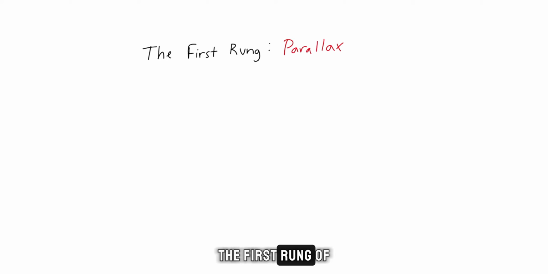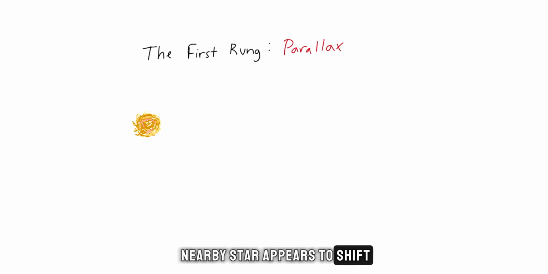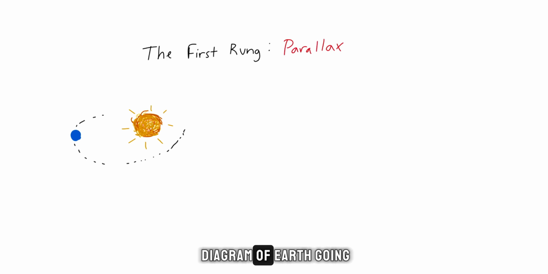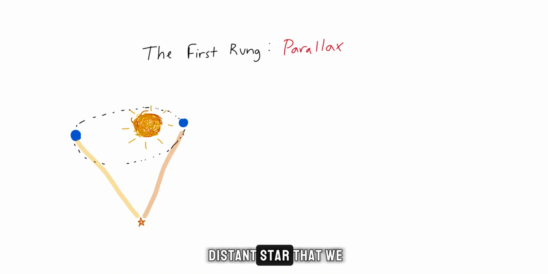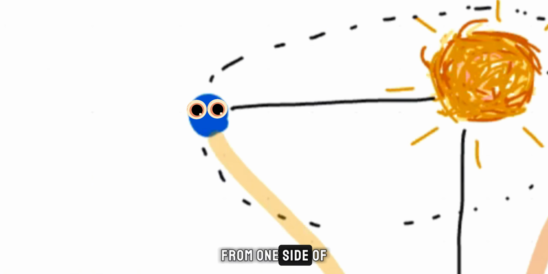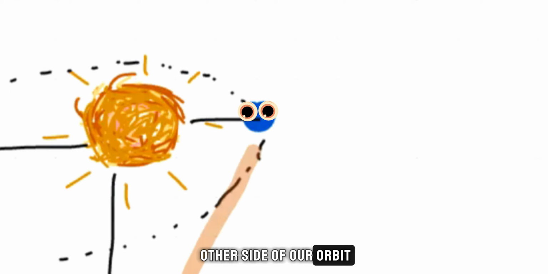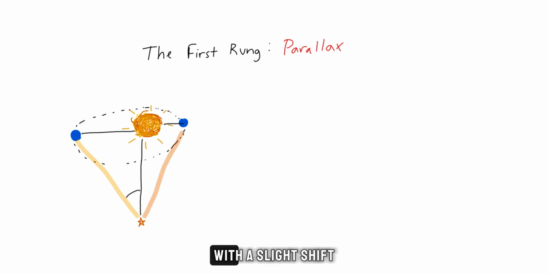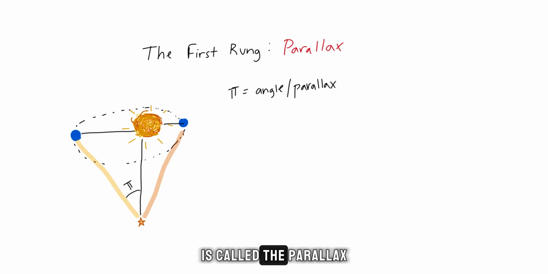Let's start with parallax, the first rung of the ladder. Parallax measures how a nearby star appears to shift against the background as Earth moves around the Sun. Here we have a diagram of Earth going around the Sun, and there's a distant star that we want to look at. When we look at this distant star from one side of our orbit versus the other side of our orbit, it appears to move with a slight shift. This shift, this angle, is called the parallax.